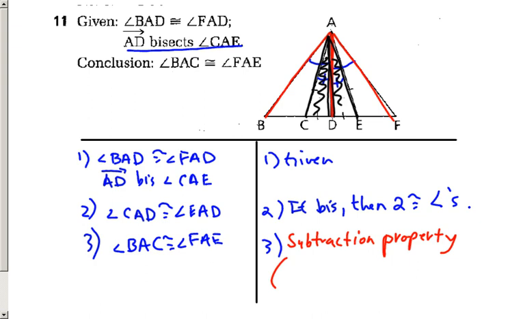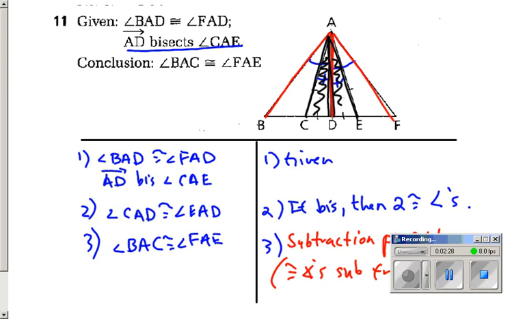Basically what you did was you took congruent angles and subtracted them from congruent angles. And what you are left with are congruent differences. That's a subtraction property. So I hope that helps. That was problem number 11 from section 2.5.